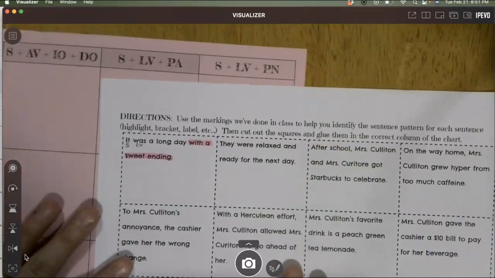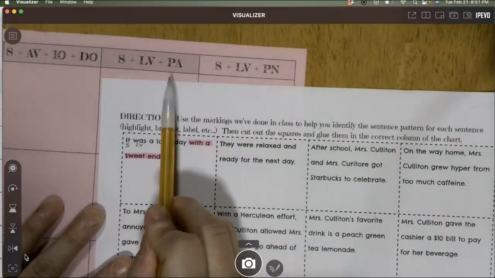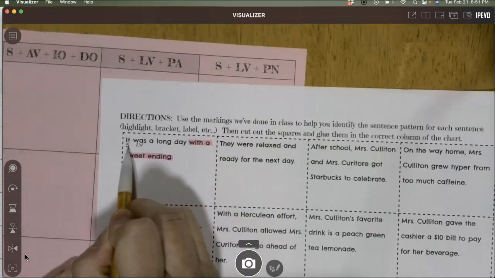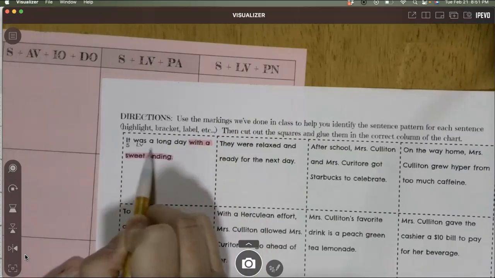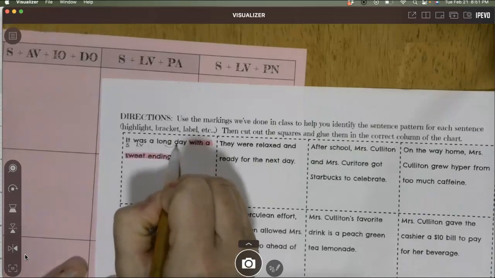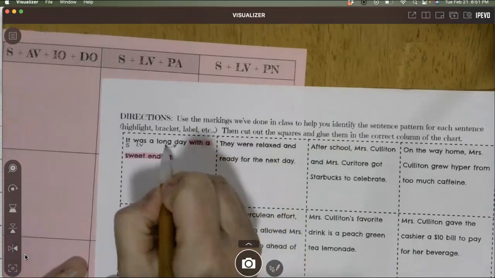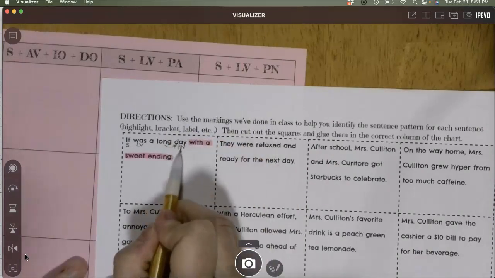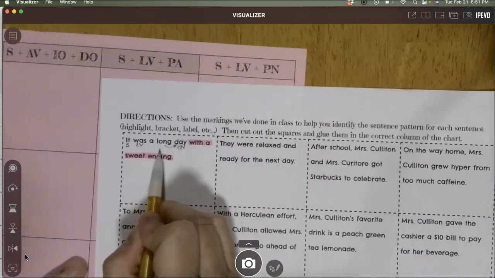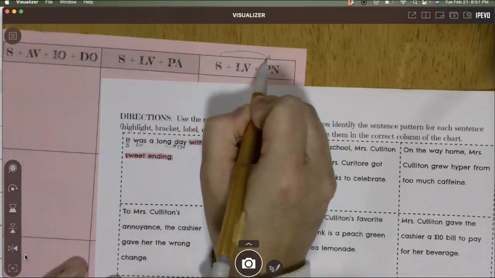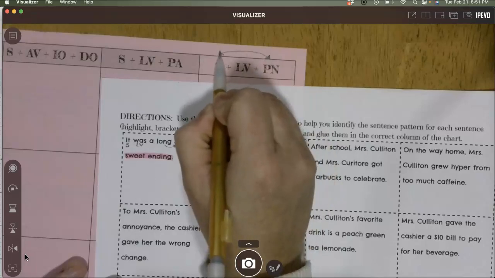If I have a linking verb, then I know there is going to be either a predicate adjective or a predicate noun. So I'm looking for something that goes back and either describes it or renames it. Now I might say it was long, but it doesn't say it was long. Long here describes day, a long day. And a day is a noun, so I know this has to be a predicate noun. It was a long day. Remember, with a predicate noun, you can flip the order.